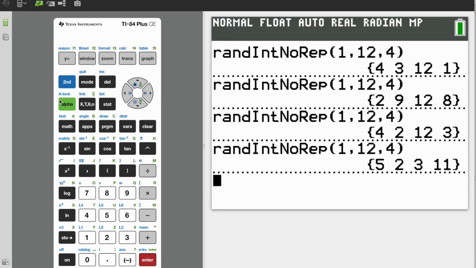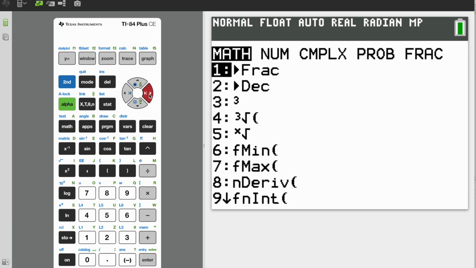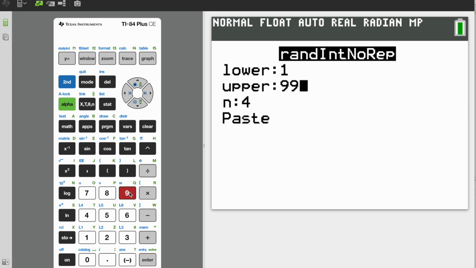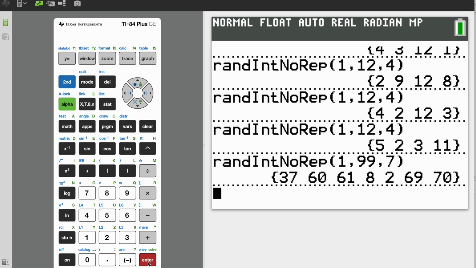If you wanted to repeat this on a larger scale, hit the math button, prob, go down to rand int no rep, and maybe you want to do it between the numbers of 1 and 99, and maybe you want to pick 7 numbers out of that range. And this would generate 7 random numbers. So this is one of the things that your calculator is capable of. It's a fun thing to do if you are playing a game. So you can give it a try if you're interested. And I just wanted to introduce you to that and use it if you like.